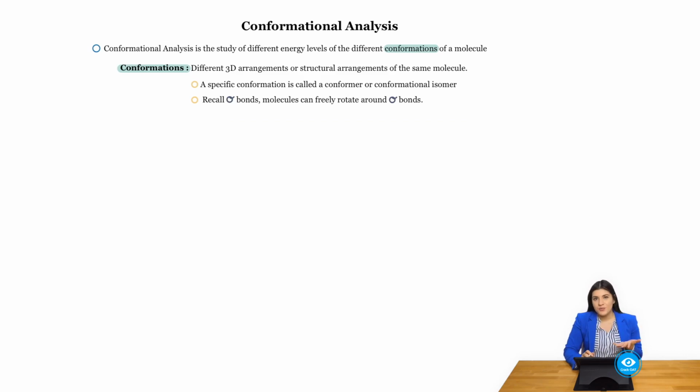We kind of went over something like this already, with isomers, where they have the same chemical formula but different structures. Essentially, we're taking it a step further, and we're looking at this on a 3D level. So a specific conformation is referred to as a conformer or a conformational isomer.